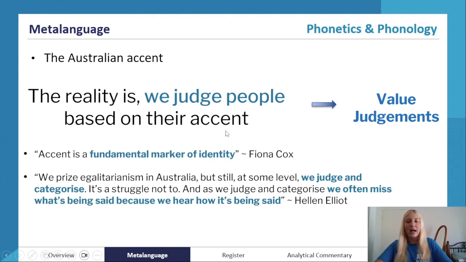Some linguist quotes that sort of agree with the same idea. Accent is a fundamental marker of identity. And not just one type of identity, not just your personal identity, but lots of various factors about yourself and your life, social factors as well, cultural factors. We prize egalitarianism in Australia, but still, at some level, we judge and categorize. It's a struggle not to. And as we judge and categorize, we often miss what's being said because we hear how it's being said. So this Eliot's quote shows that accents can lead to lots of prejudice.